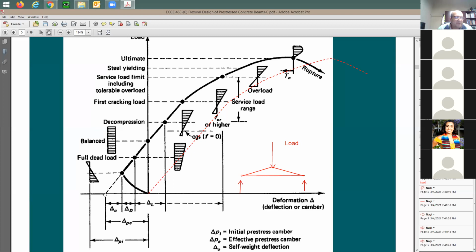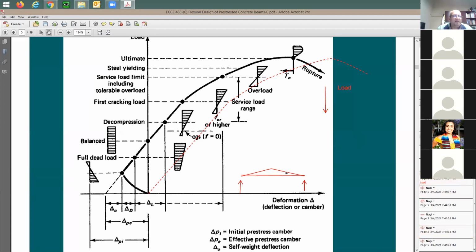So the pre-stress force has been dropped. So deflection is going to come down a little bit. So the beam is going to do this. So at the beginning, it was at PI. It's going to drop down here to PE. Now the beam is not loaded yet. This load is not there yet. So I may just move it here, right?